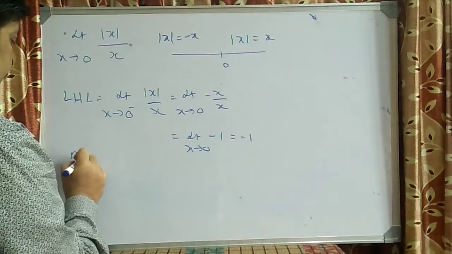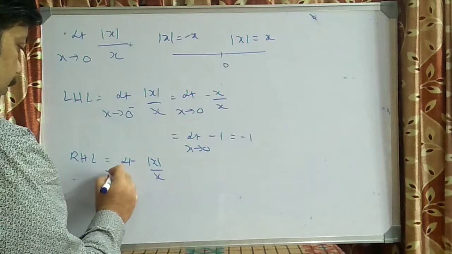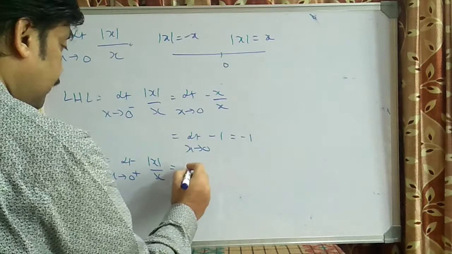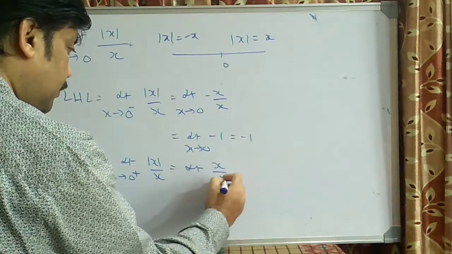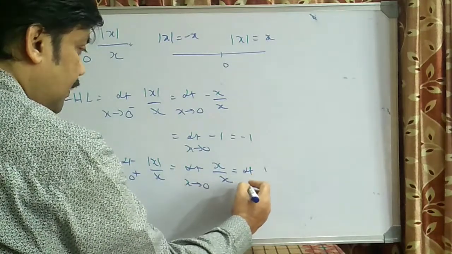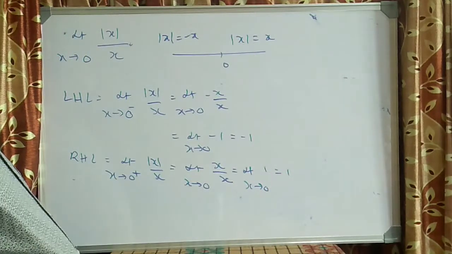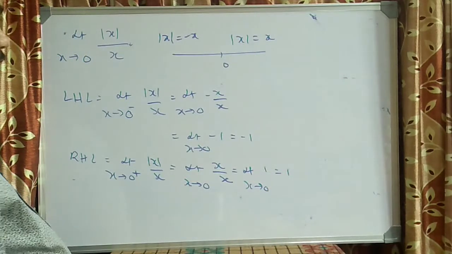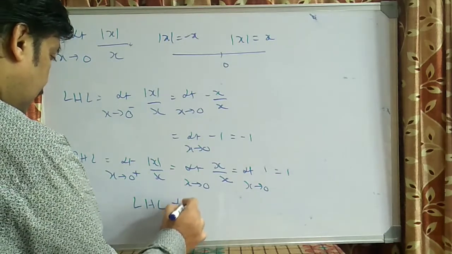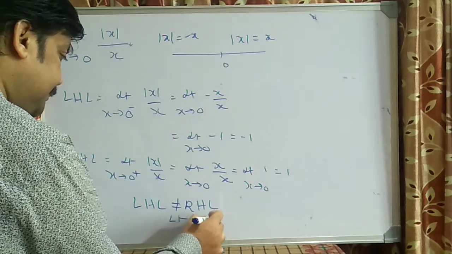In the same way, right hand limit is equal to limit of mod x by x as x tends to 0 plus, which implies x is greater than 0. For x greater than 0, mod x is equal to x. So what I have is x by x. Again x cancels, what remains is 1. So the answer will be 1. So I do not have left hand limit and right hand limit equal. Therefore the limit does not exist.